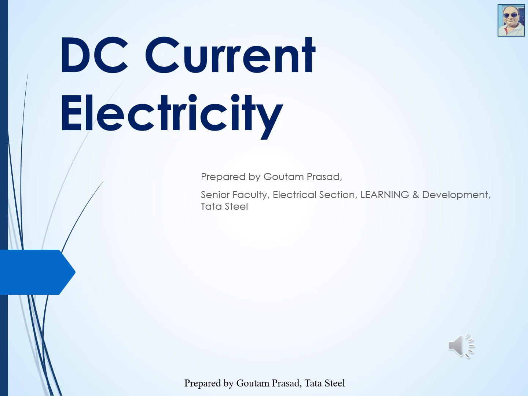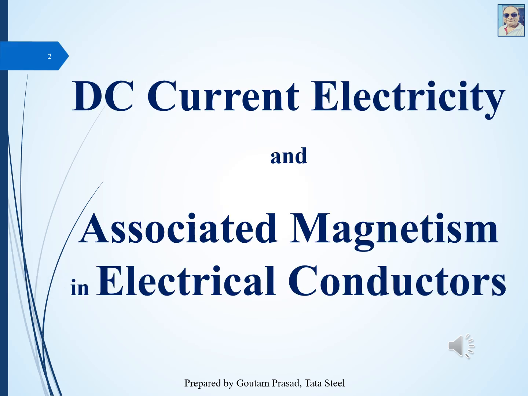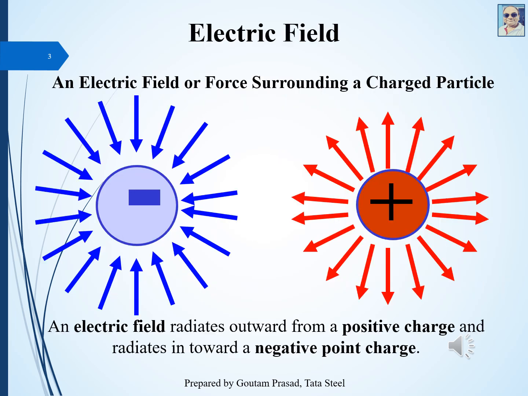In this video, we are going to discuss DC current electricity. In order to understand a DC motor, especially if you are a beginner, this is going to help you in understanding the functionality of the DC motor properly. So, let's see what is DC current electricity and associated magnetism in the electrical conductors.